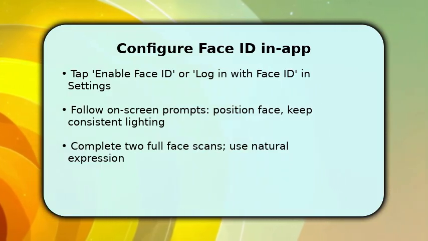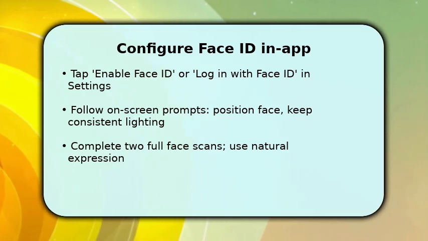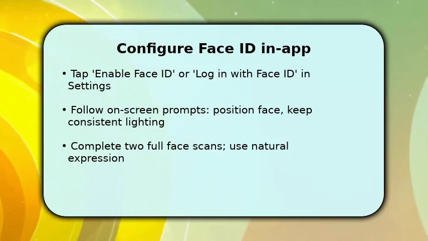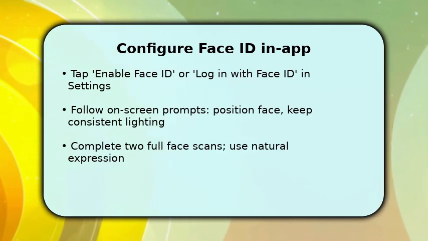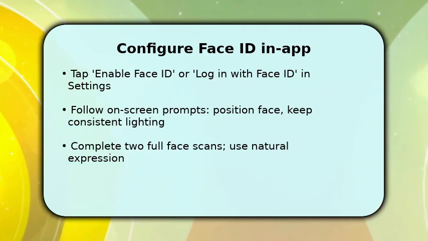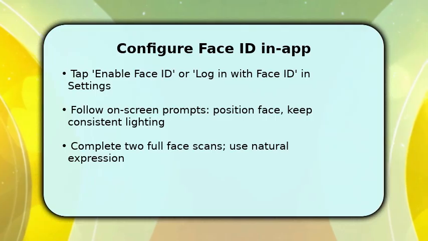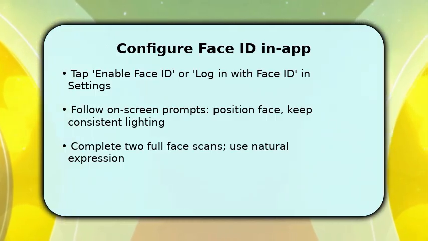Follow the on-screen guidance. Hold your phone at eye level, remove sunglasses, and keep a steady distance. The app will ask you to perform 2 scans. Rotate your head slowly if instructed, so it captures different angles. Make sure lighting is even and avoid backlight. These steps link the app permission to the secure Face ID template stored in the iPhone.